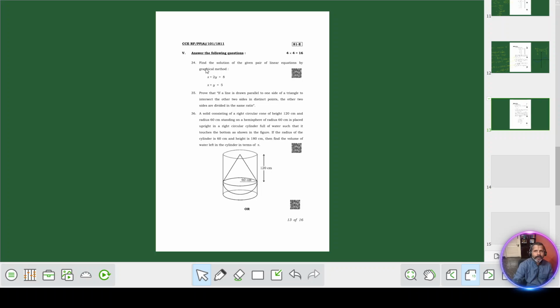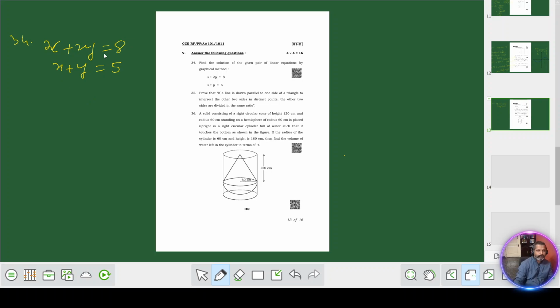If you look at the board, the first question, 34th question given is, draw the graph for the given pair of linear equations. The pair of linear equations given are x plus 2y is equal to 8, x plus y is equal to 5.